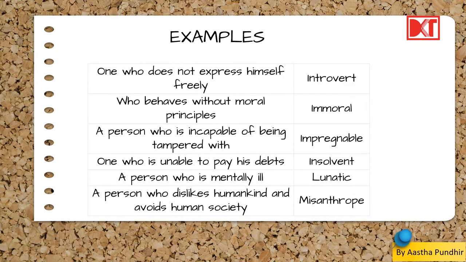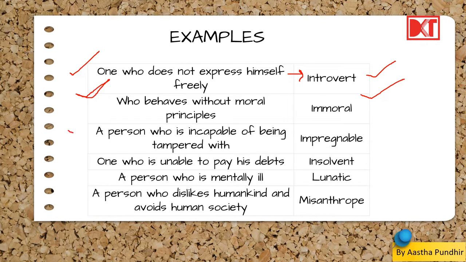So here we have a few examples for one word substitution. We know that there is a group of words or a sentence which is then replaced by one word, and there is no ambiguity created, which means the meaning is the same. Like here, one who does not express himself freely can be called an introvert. So here a group of words or sentence is being replaced by the word introvert. Someone who behaves without moral principles could be called immoral.